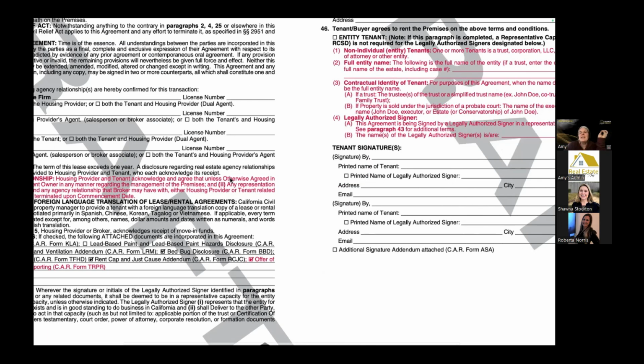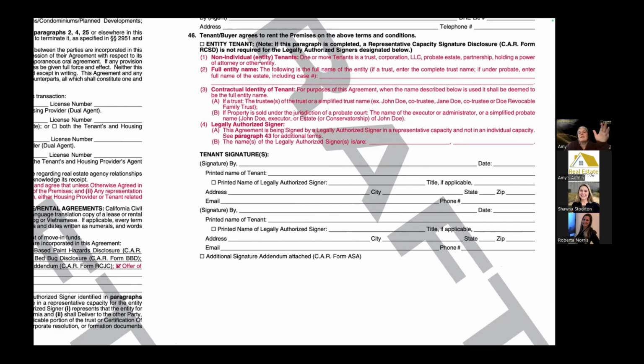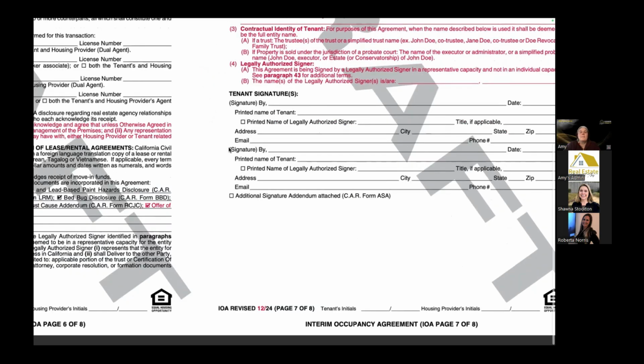And then at the end of this IOA, the interim occupancy agreement, they've done the same thing that we just saw on that other form, where they've added in the assignment of the agreement, and they've added in that if it's an entity tenant, who's represented to, or who's able to sign on their behalf. So those are the changes to the interim occupancy agreement. That's the IOA form. Any questions on that form?